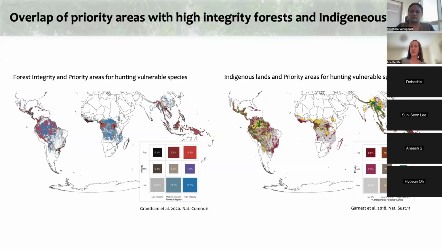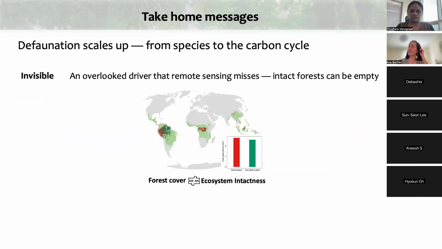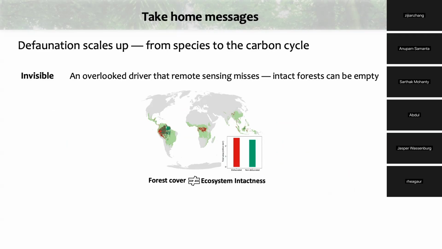So with this, I'm going to wrap up with some take-home messages. What we have seen in the talk is that defaunation scales up from a species to the carbon cycle. It's kind of an invisible process. With remote sensing, we cannot really track it, and we cannot assume that forest cover or similarly undisturbed forest canopy is equal to intactness, because intact forest can be empty.